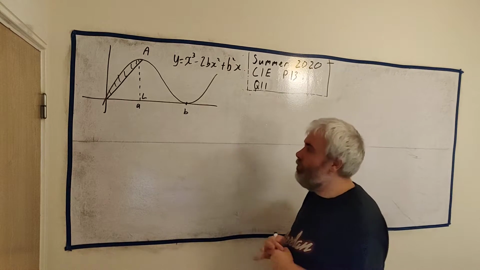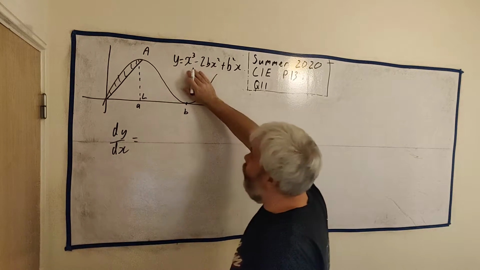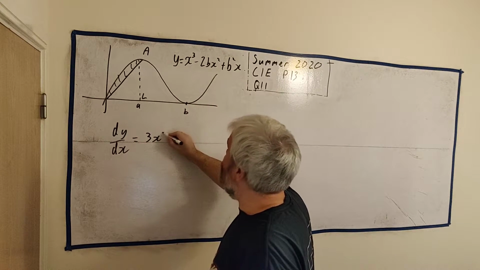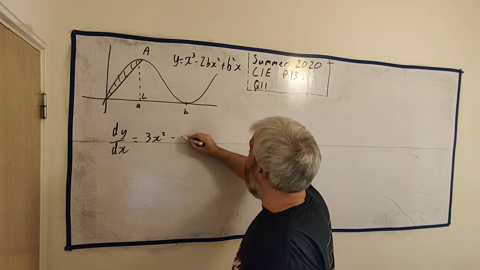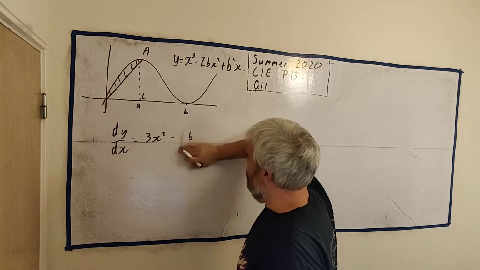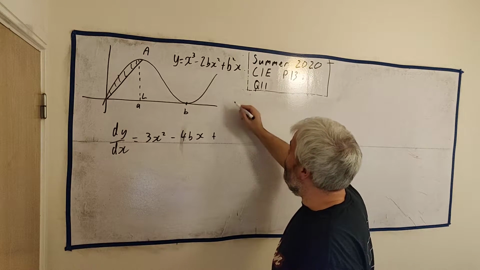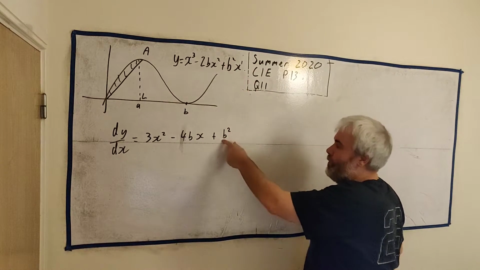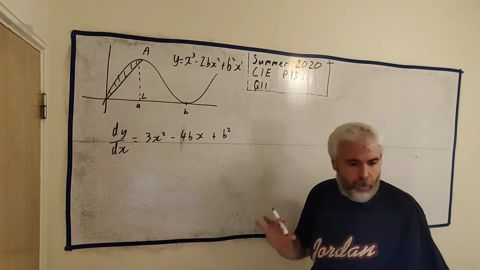And what you should be thinking when you see that is the derivative. So dy/dx. Here's y. We can find dy/dx. So let's find it. We get 3x squared. b is just a constant, so we'll get minus 2b multiplied by 2, I guess. Well, let's do this all in one: minus 4bx plus b squared. There's a 1 above the x, and 1 multiplied by b squared is b squared. x to the power 0 is just 1. Okay, so this is the derivative.